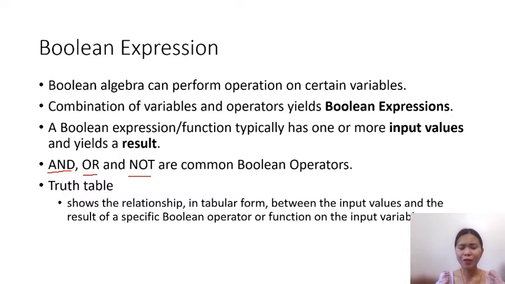So, what is a truth table? I know you're really familiar with this one. A truth table shows the relationship, in tabular form, between the input values and the result of a specific Boolean operator or function on the input variable. Basically, what we can see in a truth table is a column of inputs, the possible combinations, and a column of the truth value of a certain Boolean expression.